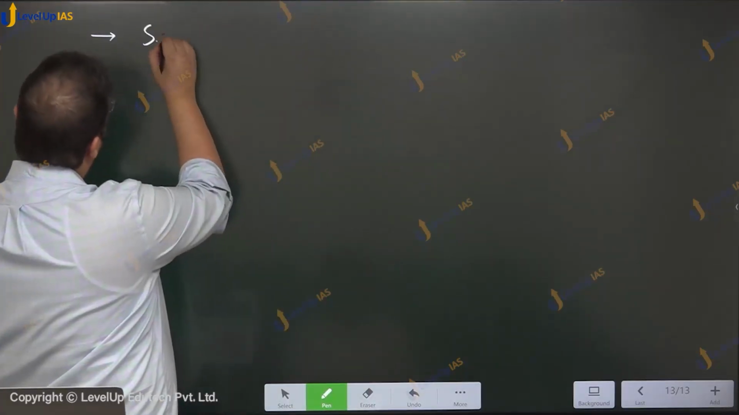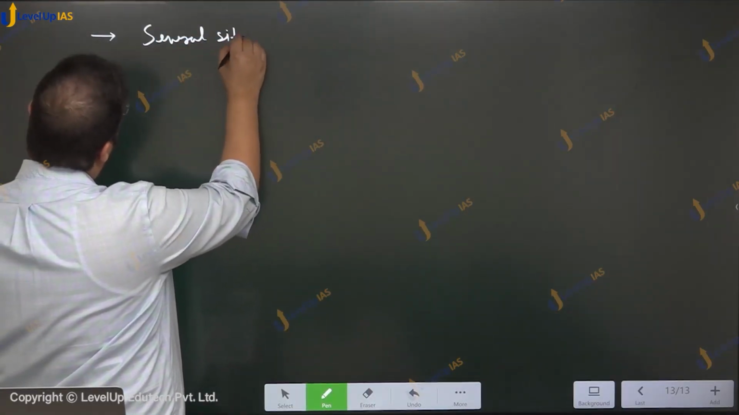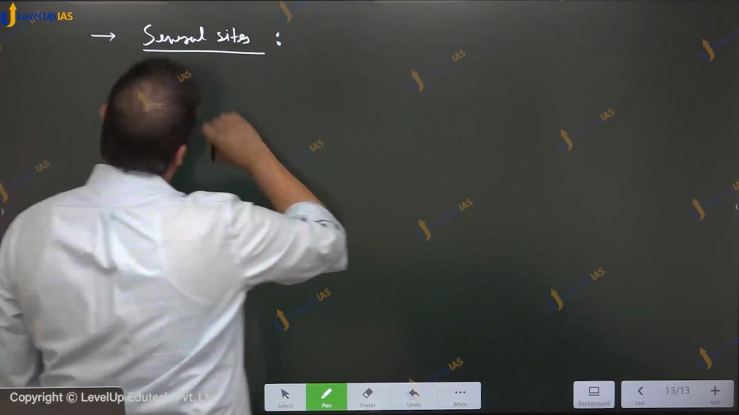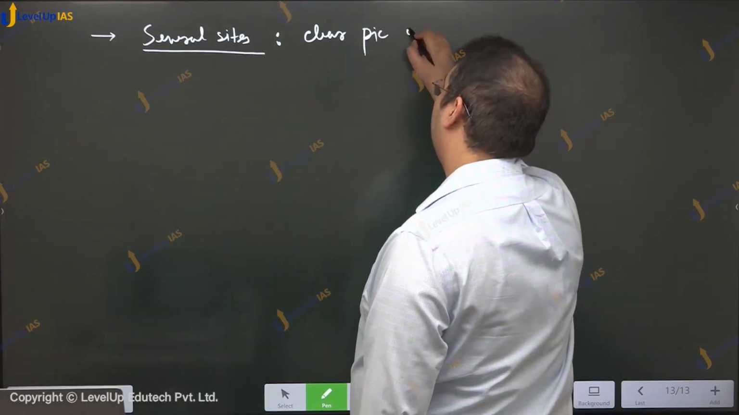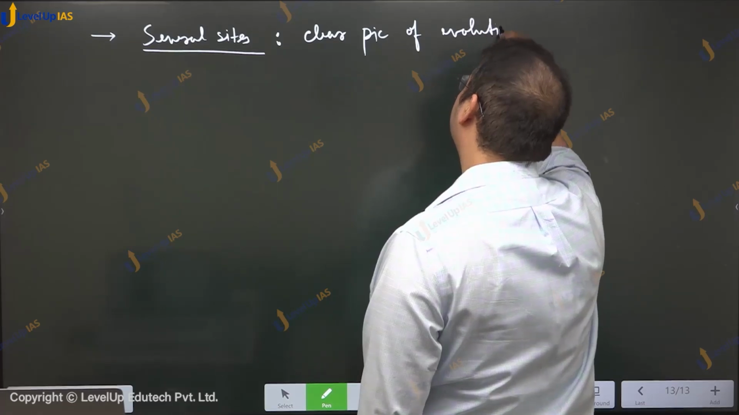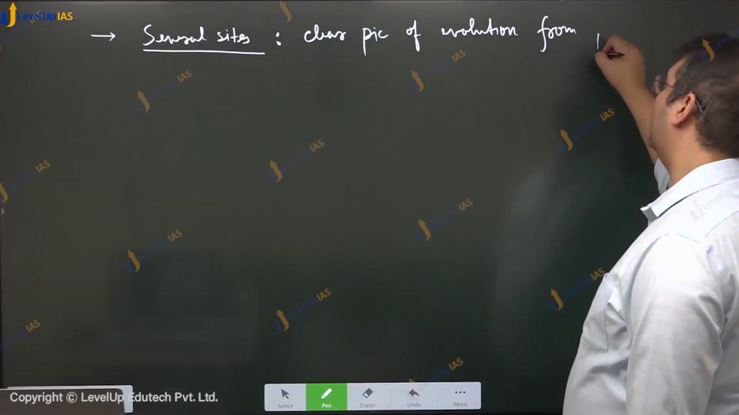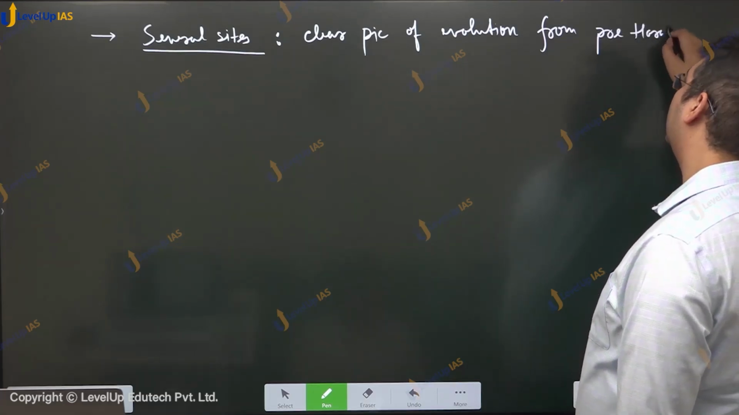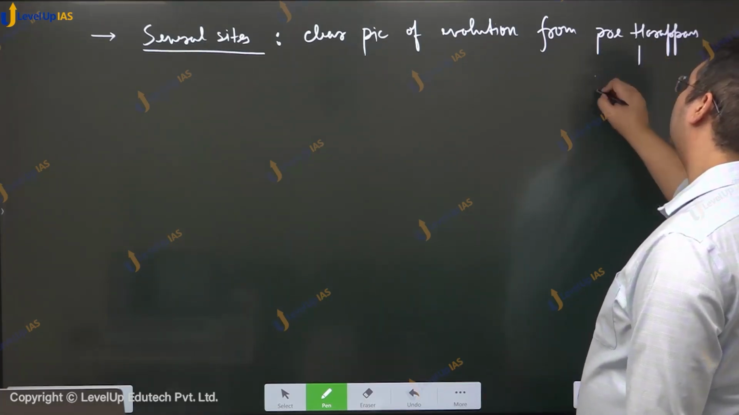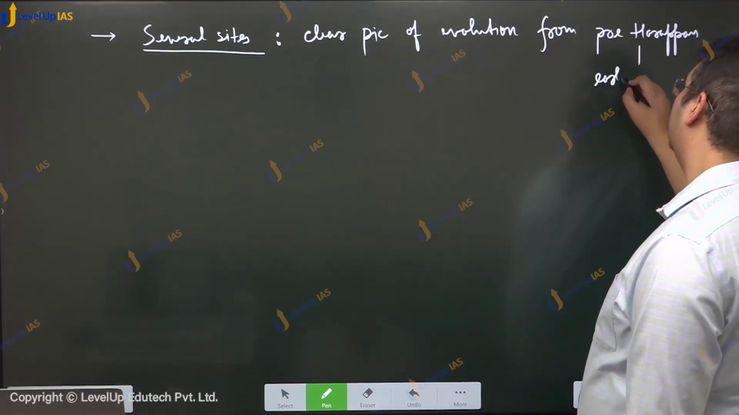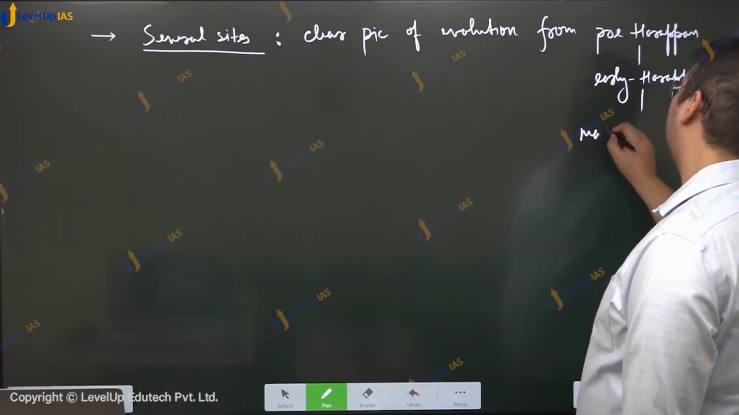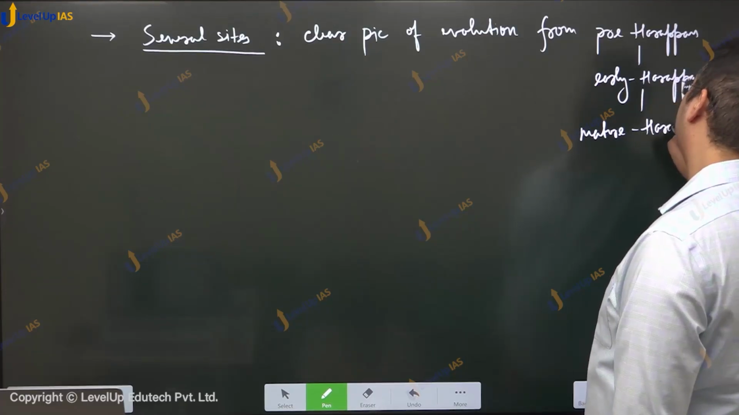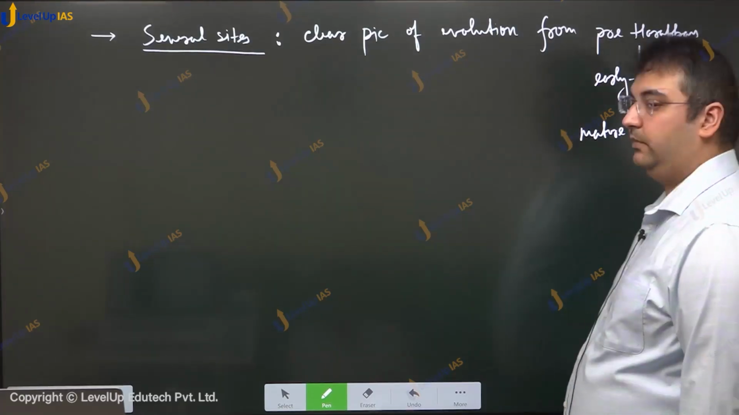They also point out that there are several sites where we find a clear picture of evolution from pre-Harappan to early Harappan to mature Harappan without any break.